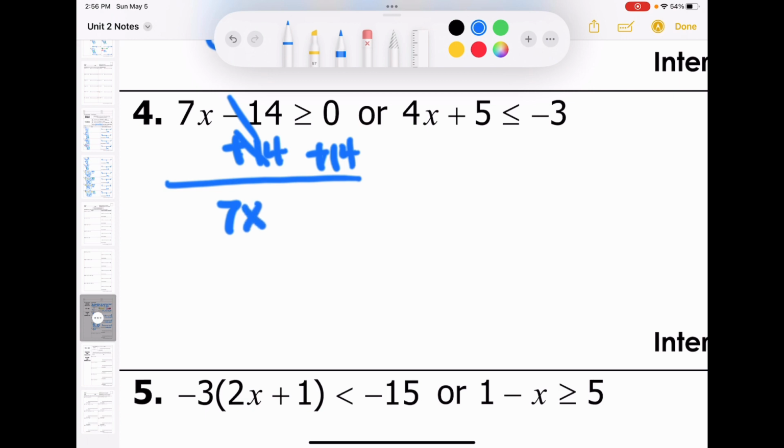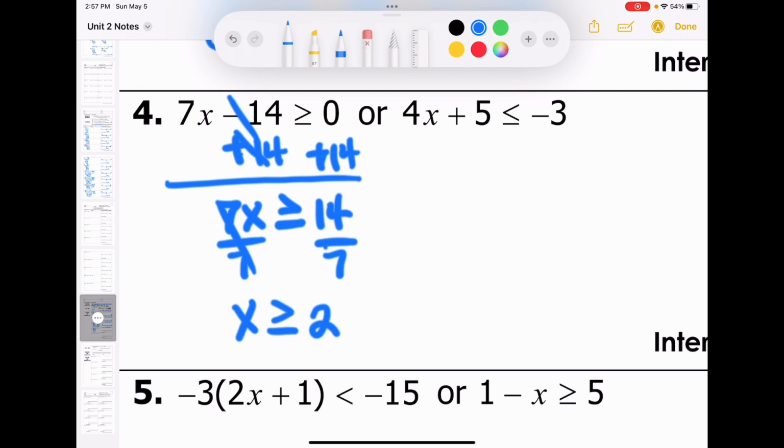So that leaves me with 7x is greater than or equal to 14. And then I still need to get rid of that 7 that's sitting beside x. So I'm going to divide both sides by 7. So x is greater than or equal to 2, because 14 divided by 7 is 2.